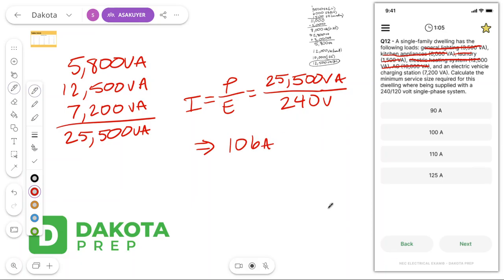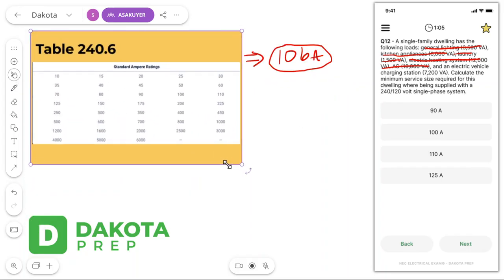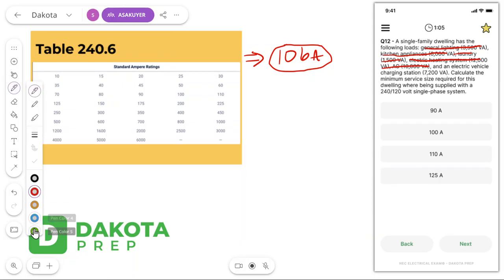So we need overcurrent protection that's at least 106 amps, which means now we need to look at table 240.6(A). Table 240.6(A) tells us the next higher standard amp rating would be 110 amps. So the correct answer, and you can't see my air quotes, but I'm going to say air quote correct green light answer, would be 110 amps.